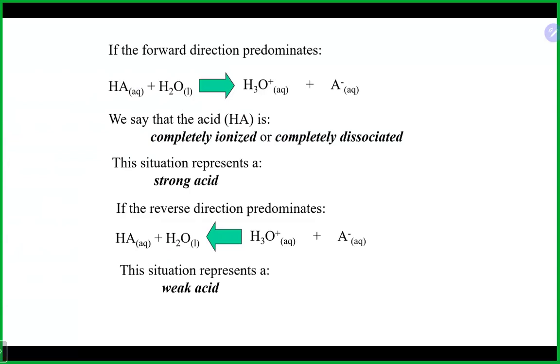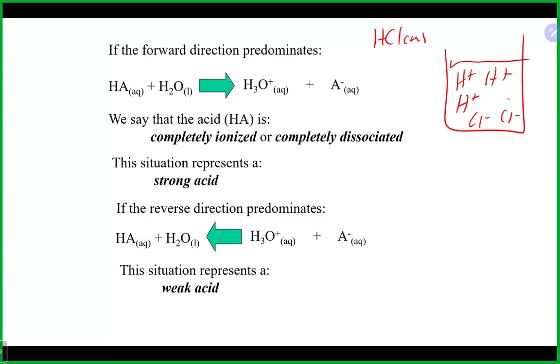So just like we talked about with strong electrolytes, strong acid is the same. So as we talked about, if you had hydrochloric acid solution, if you were to look in that beaker, you would have nothing but H pluses floating around and Cl minuses floating around.